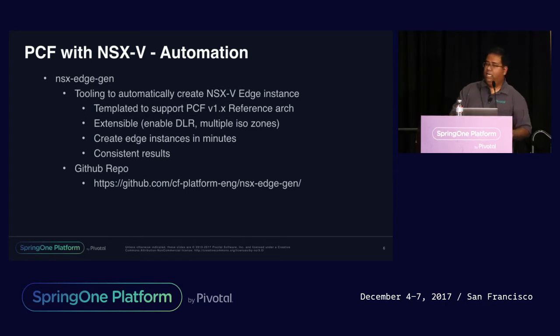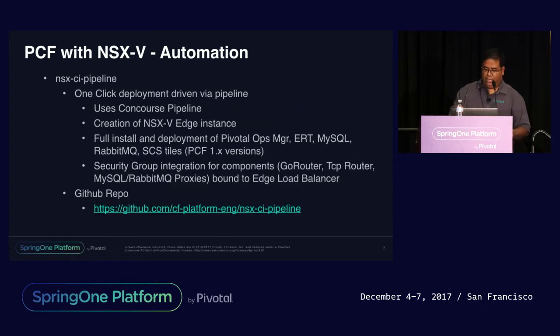It's on a public repo. You folks can check it out. And there is also an NSX CA Pipeline. What it does is a one-click full install, creation, and deployment of the edge with the ERT, with the Ops Manager, with all your services. Essentially, it uses the tools inside a Concourse pipeline to create the edge with the specifications you have suggested. And then it feeds off from there and says, okay, there is this logical switch.